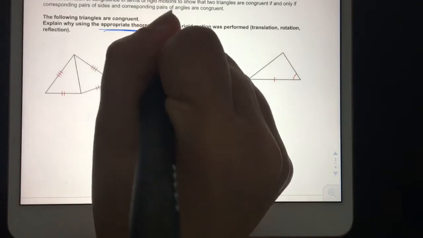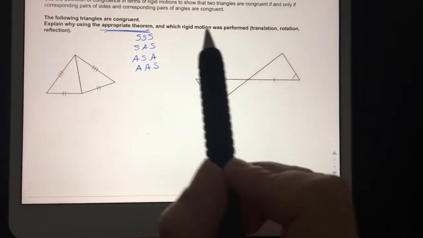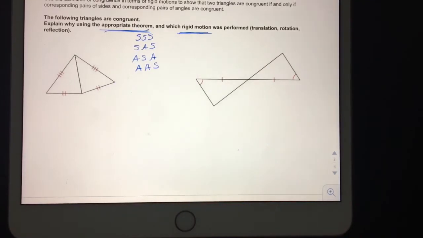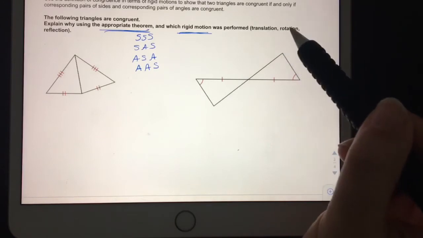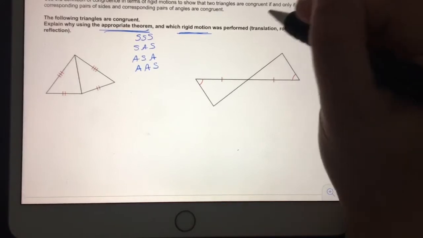Remember, our options for theorems are side, side, side, side, angle, side, angle, side, angle, or angle, angle, side. So those are our 4 options for these problems. But we also now have to say, well, which rigid motion was performed? So we did rigid motions first semester, and they were translations, rotations, and reflections. So if you're trying to decide if something's a translation, translation is similar to a shift. We're taking our original figure and we're shifting it either to the left, to the right, up, or down.